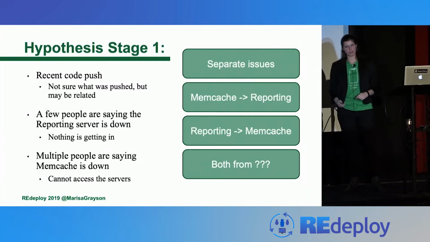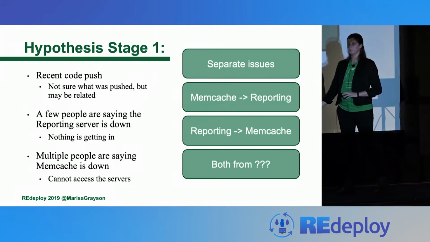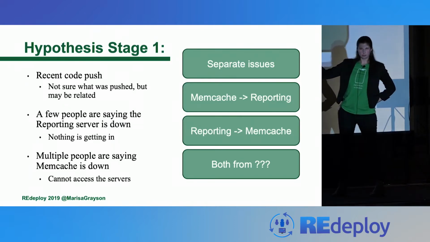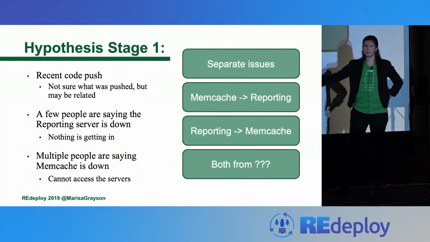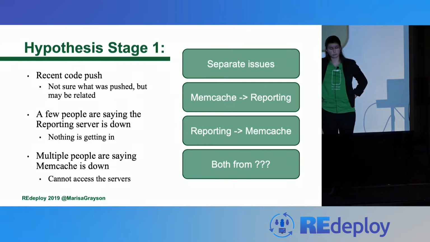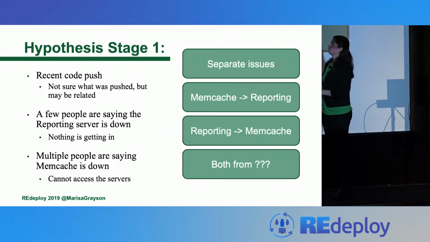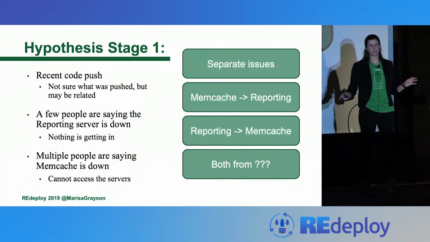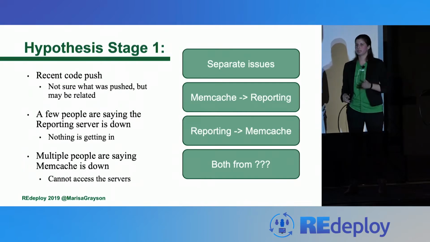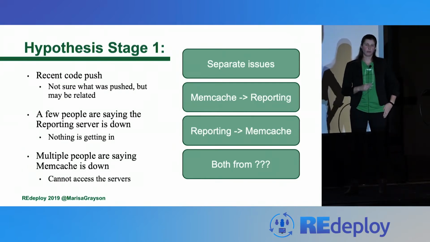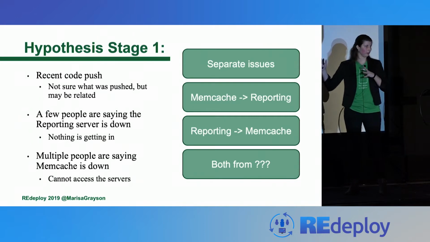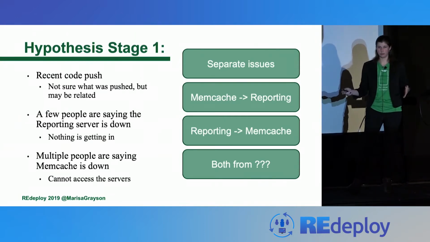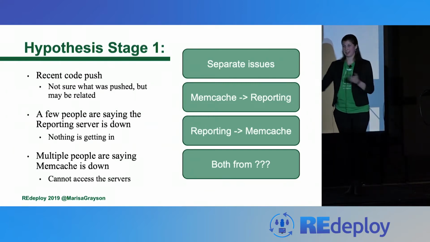So let's start out with the first stage. This is a little bit of what we know. Not much. As I said, information's coming in. There was a recent code push. Don't really know what the scope is or what was going on, but there was a recent push. Okay, got that. A few people are saying the reporting server is down, that nothing's getting into it. The queue to try and get in is fully loaded. But then we also have some people focusing on the memcache issue, that they cannot connect to the servers at all. So presumably that is overloaded too.